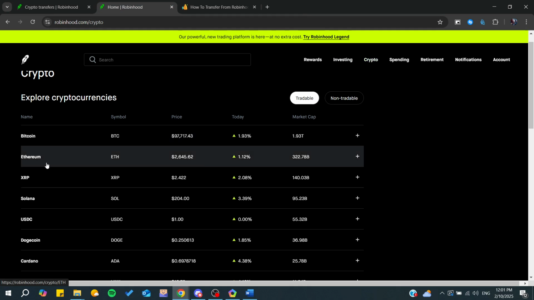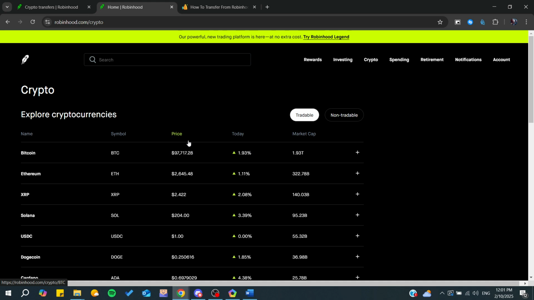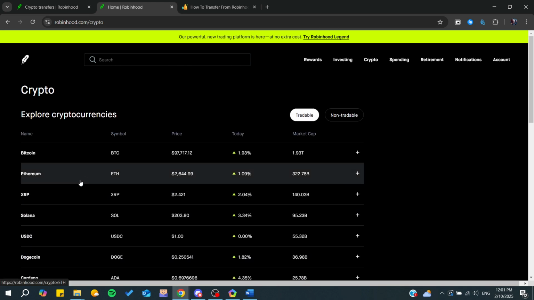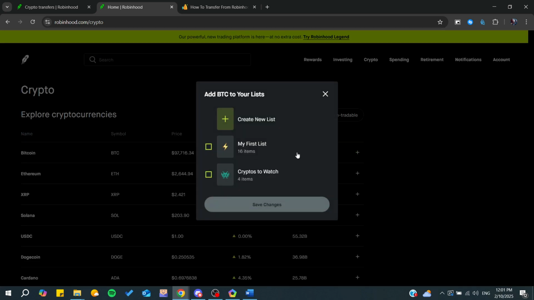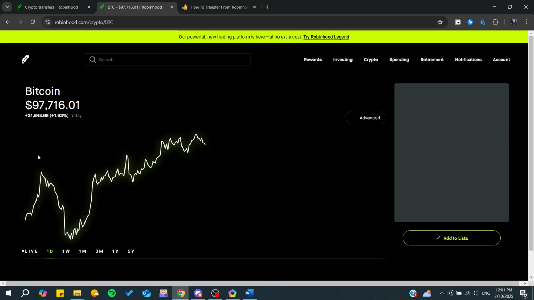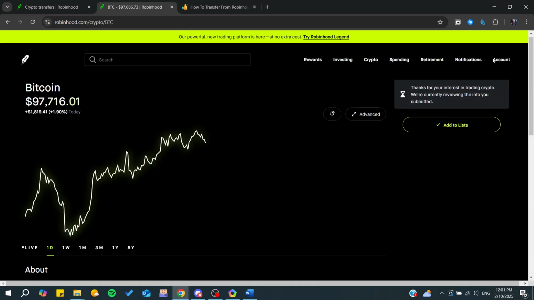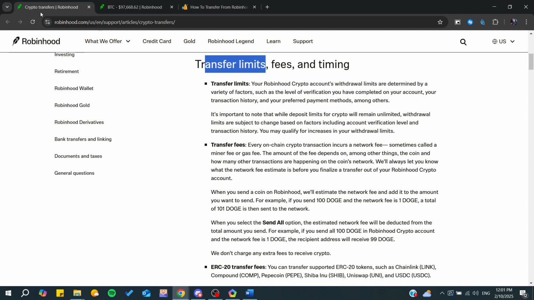For example, you will go to your crypto, you will find your positions, etc. in your assets. You just go, for example, to Bitcoin, and then you can start sending and receiving it through here if you are eligible to transfer crypto through Robinhood.